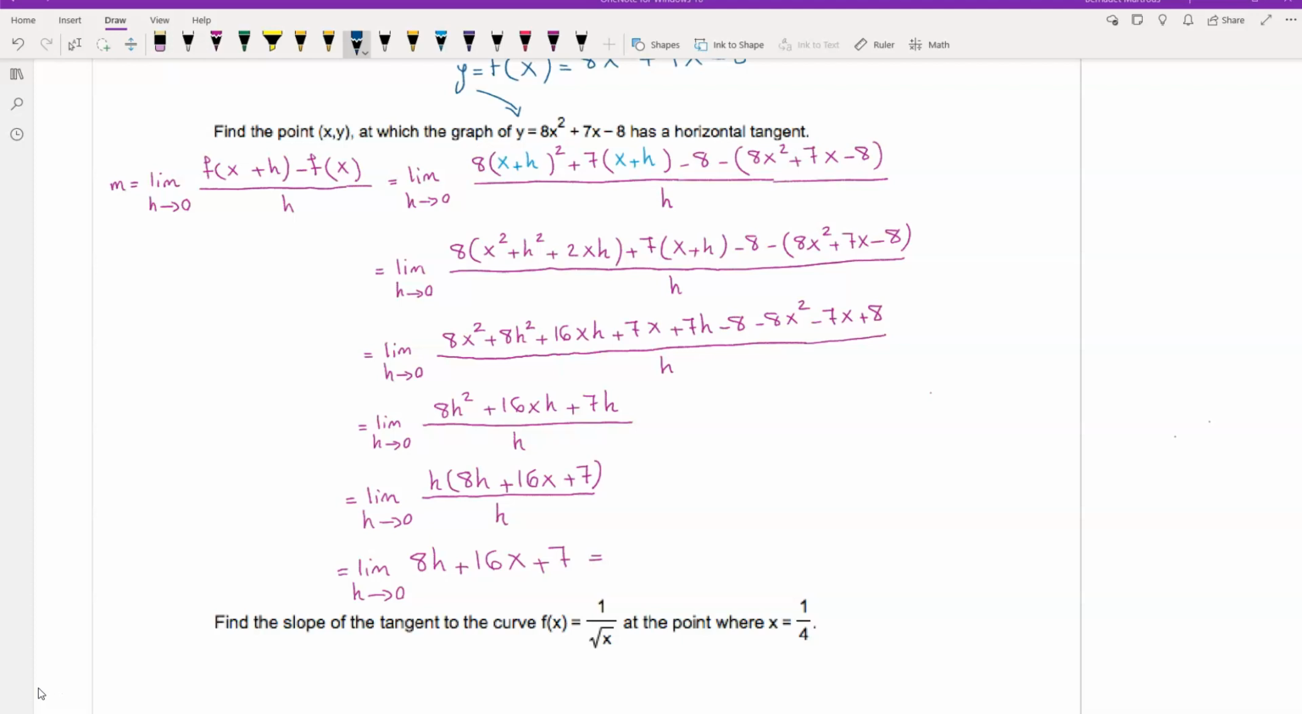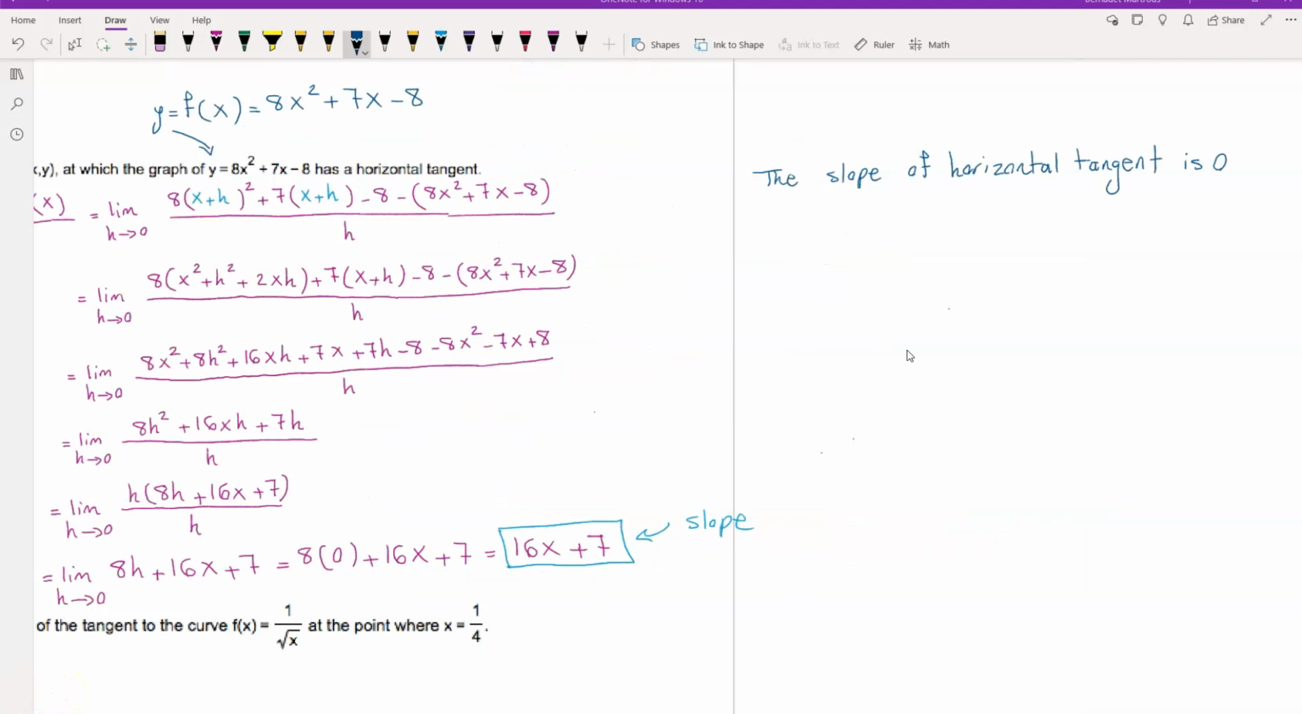Now use 0 instead for h. So here we have 8 times 0 plus 16x plus 7, and that is equal to 16x plus 7. This is our slope. Here it says our graph has a horizontal tangent, and the slope of a horizontal tangent is 0. Based on what we had, our slope is 16x plus 7, so that should be equal to 0, and then solve for x. So our x is negative 7 divided by 16.